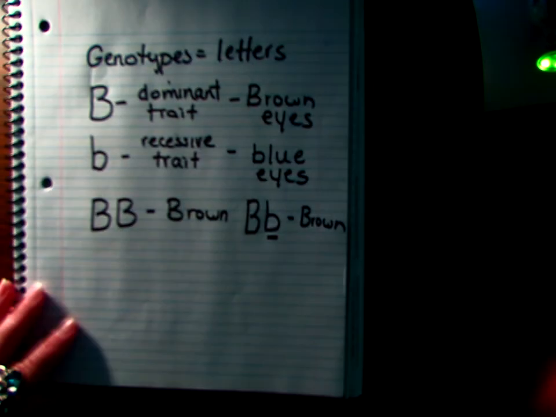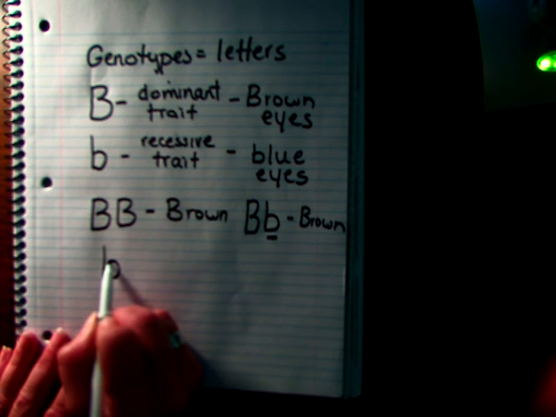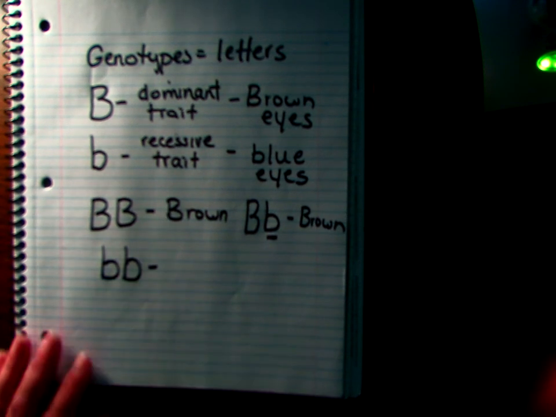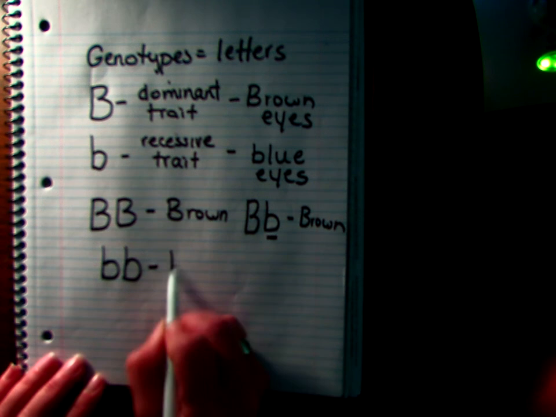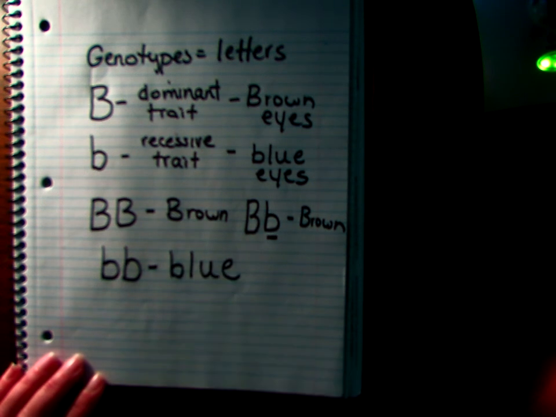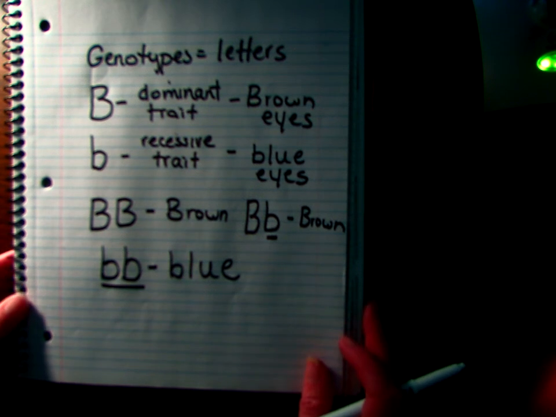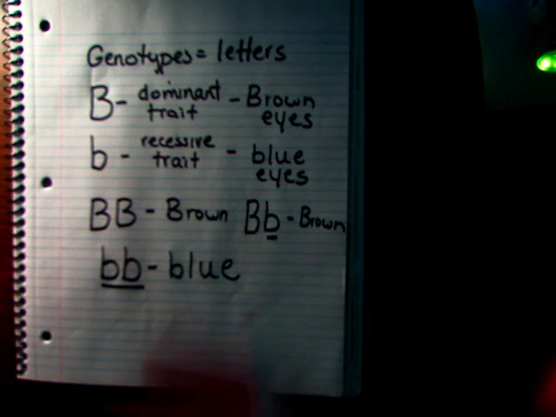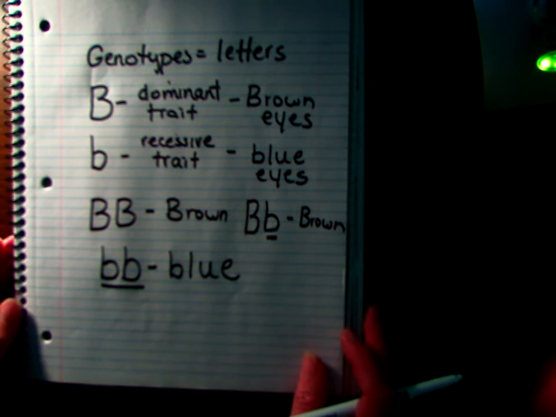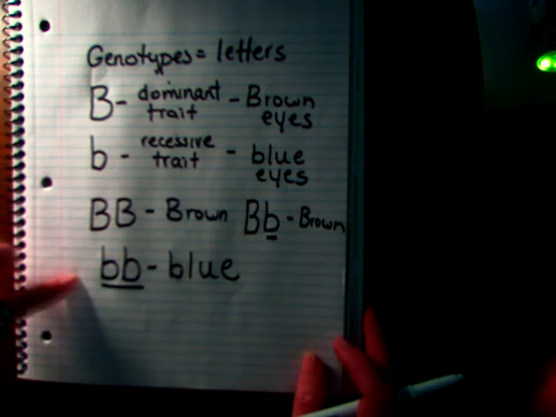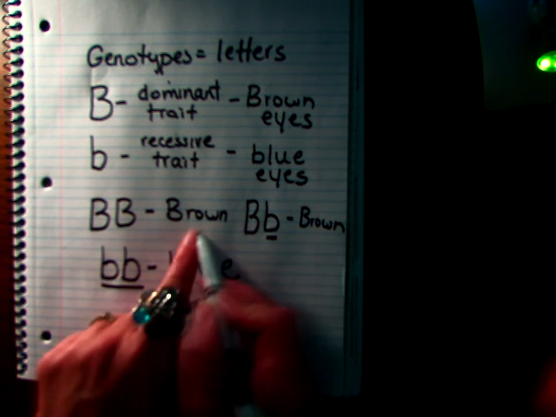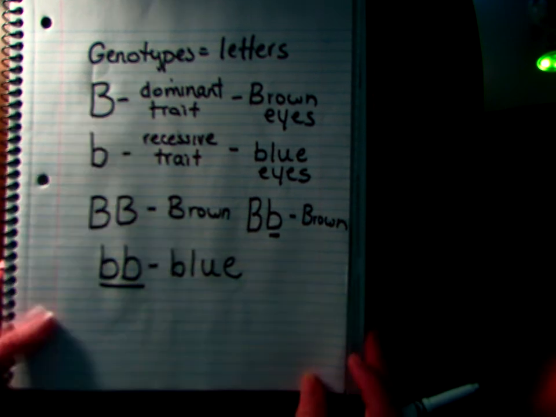If you have somebody that has two little b's, then they will have blue eyes. Since they have two recessive genes, the only trait that can show up is the recessive trait. That is the only way to get the recessive trait to show up: to have no dominant gene in the gene pair. We'll talk about this more in class, but for a basic beginning, this is how it works. And these are genotypes dealing with letters. The physical phenotype would be the actual color of the eyes.